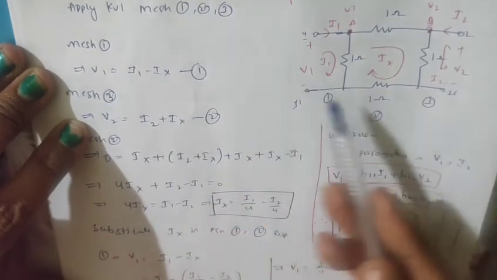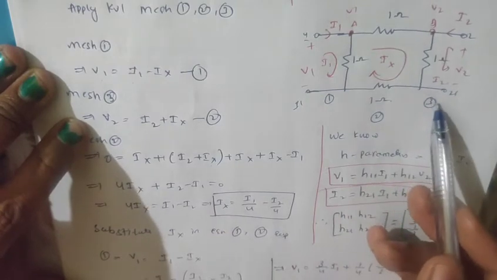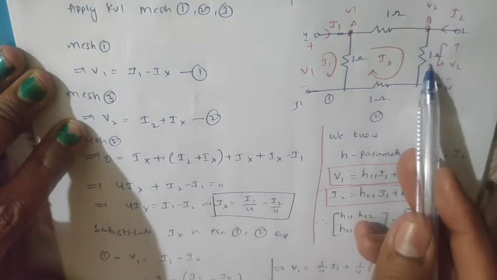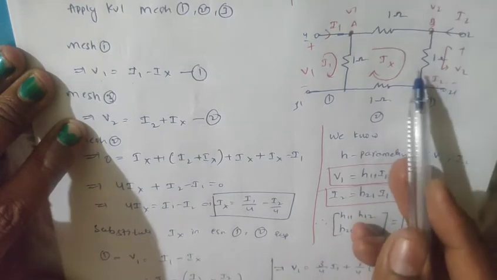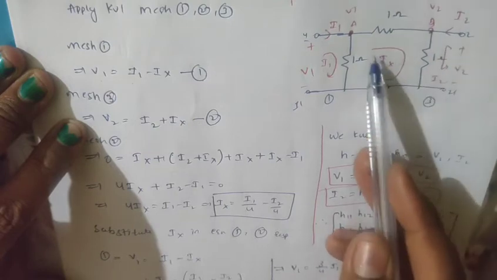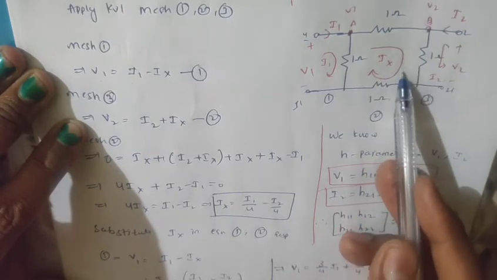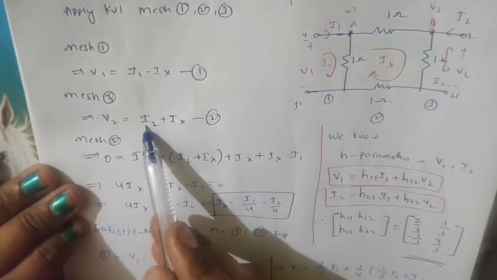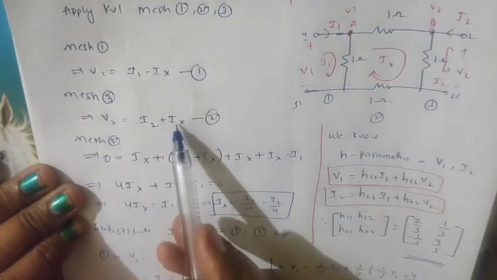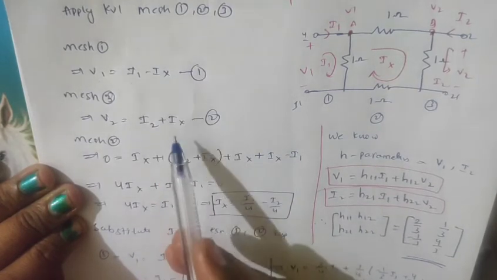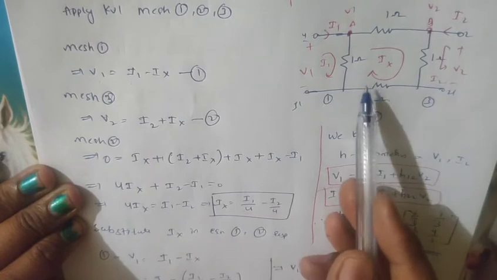Similarly, apply KVL to mesh 3. Here you get V2 is equal to this 1 ohm with the current of I2 plus Ix, because I2 is entering this 1 ohm resistor and Ix is also entering it. Therefore, mesh 3 becomes V2 is equal to I2 plus Ix. But here we don't know the value of this Ix. This Ix is nothing but the intermediate current.